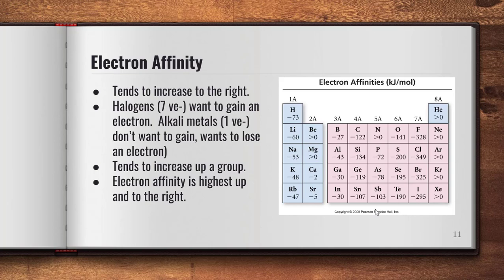So electron affinity tends to increase as we go to the right. Halogens, which have 7 valence electrons, want to gain an electron, so the energy is more likely to be favorable for them to gain one. Alkali metals don't want to gain, they want to lose, so the energy is not very favorable for them to gain an electron. This also tends to increase as you go up a group. So again, electron affinity, similar to ionization energy, is highest up and to the right. The only difference here is that with electron affinity, the noble gases do not want an electron at all. They have 8 in their outermost shell and therefore do not want to gain or lose an electron.